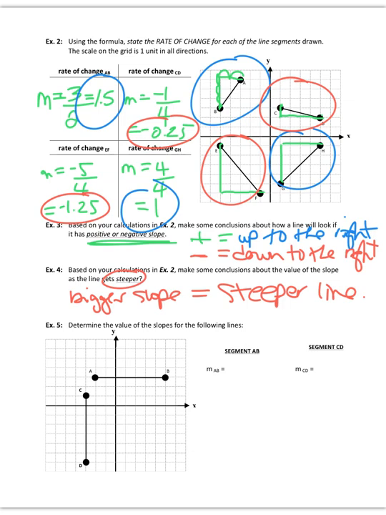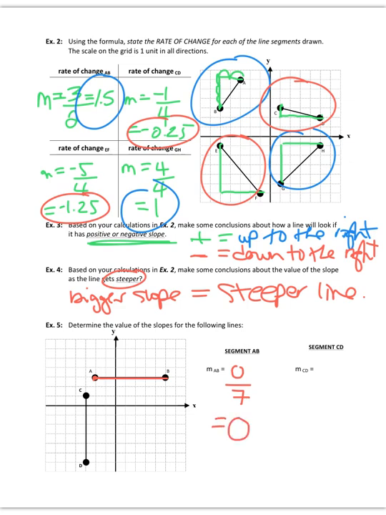We're finding slope of A to B. So from A to B, I don't have to rise anything because B is on the same line. So I'm going to rise 0, and I'm going to run 1, 2, 3, 4, 5, 6, 7. And 0 over 7, or 0 divided by anything, that just gives 0.